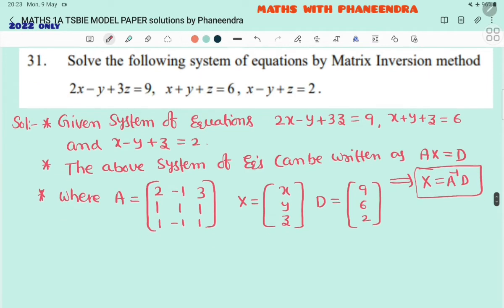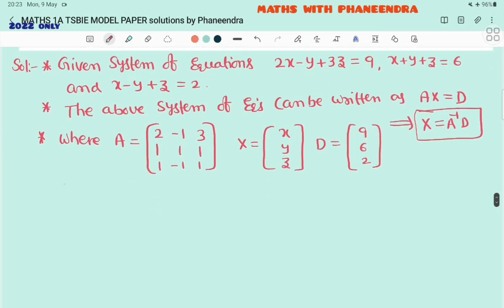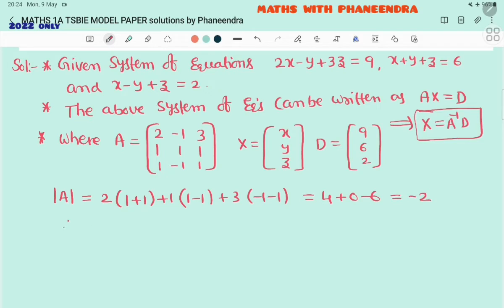In the matrix inversion method, for the inverse to exist, we need to calculate the determinant of A. So det A, first we can calculate: 2 into 1 minus of minus 1, that is 1 plus 1, minus 1 into 1 minus 1 plus 3 into minus 1 minus 1, which is 2 into 2, 4, 0, minus 2 into 3, minus 6, which is equal to minus 2. Therefore, det A is equal to minus 2, which is not equal to 0. That implies A inverse exists.